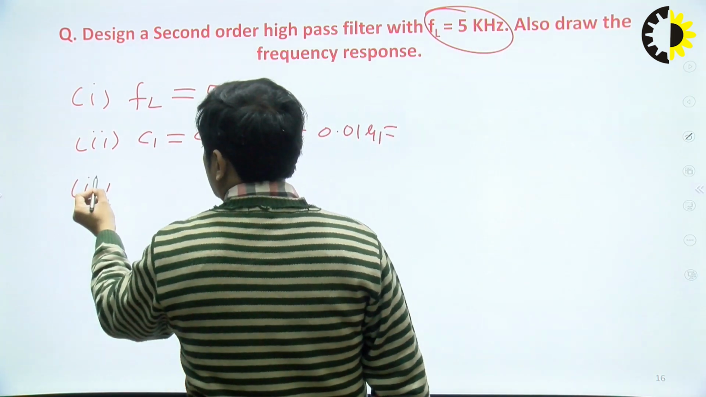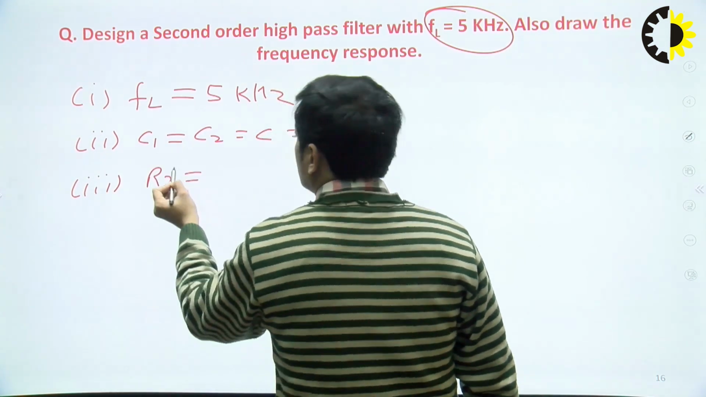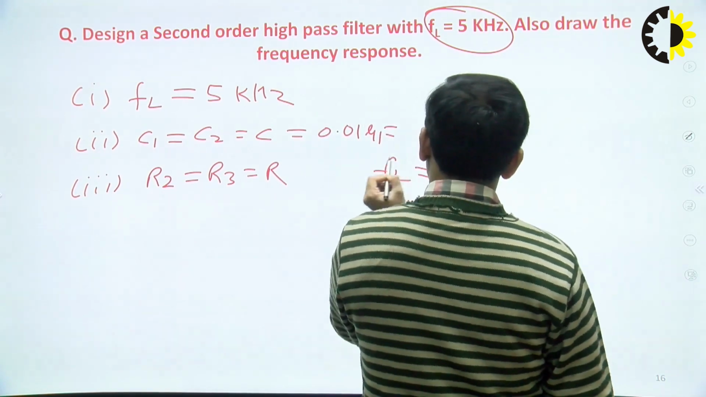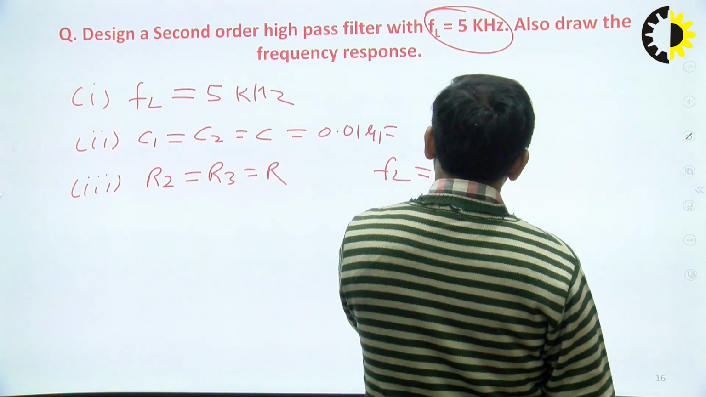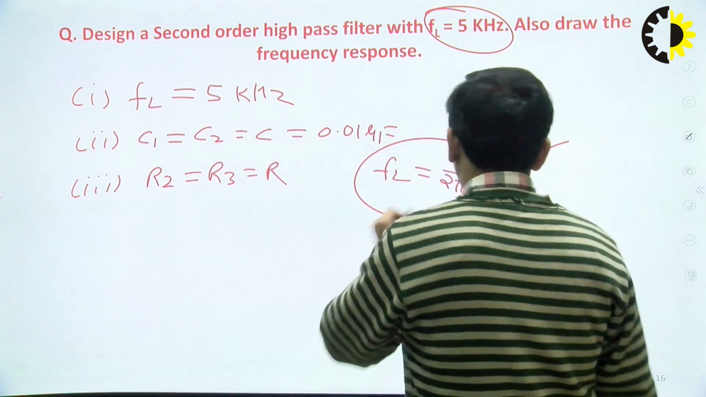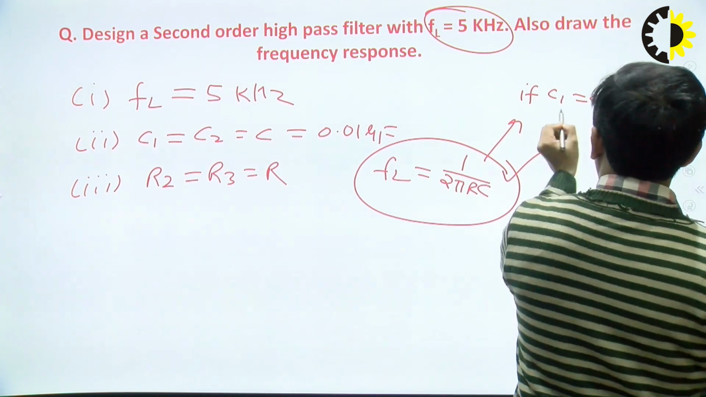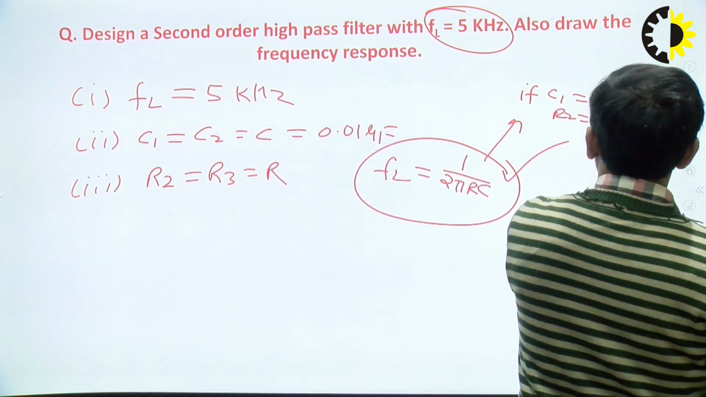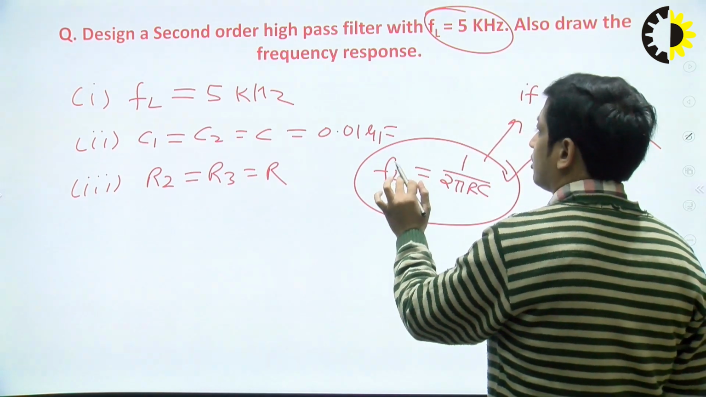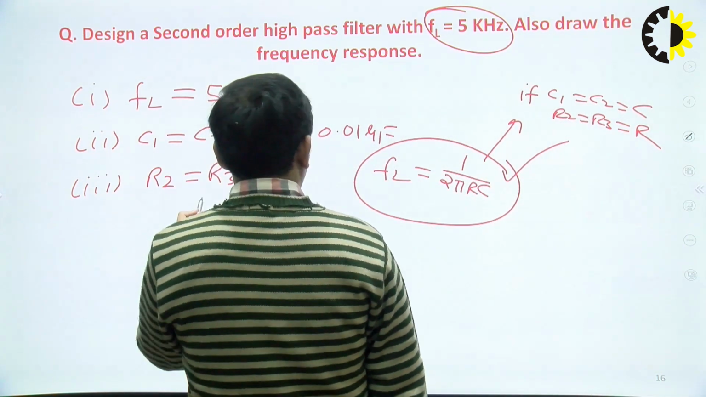Step 3 is you have to find out the value of R2 and R3. Again, for mathematical simplifications, we take R2 equal to R3 equal to R. And we will use the equation of cutoff frequency FL is equal to 1 upon 2 pi RC. We get this FL equation for second order filter only when we take C1 equal to C2 equal to C and R2 equal to R3 equal to R. When we take these approximations, only then the cutoff frequency of the second order filter is equal to 1 upon 2 pi RC. Fine. So what will be the value of R here?